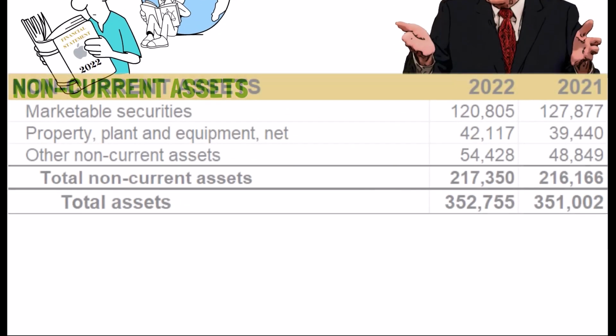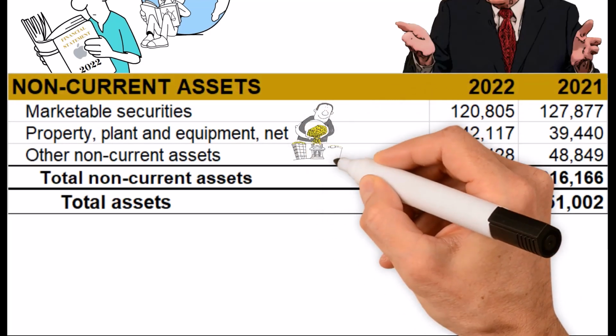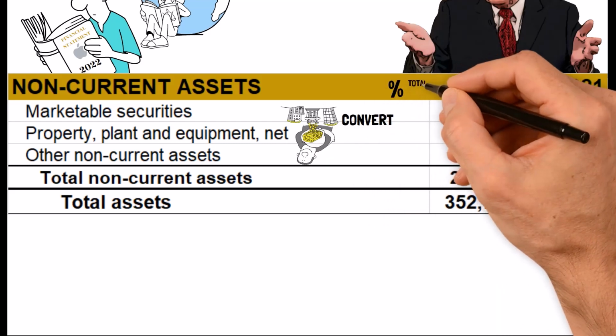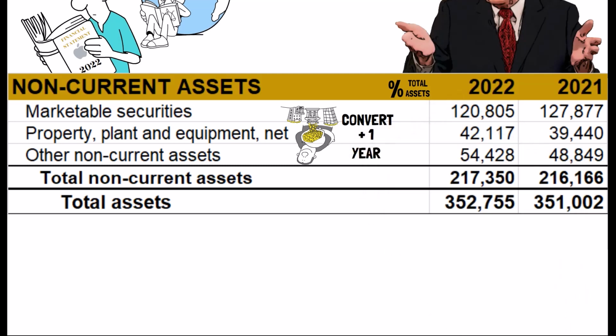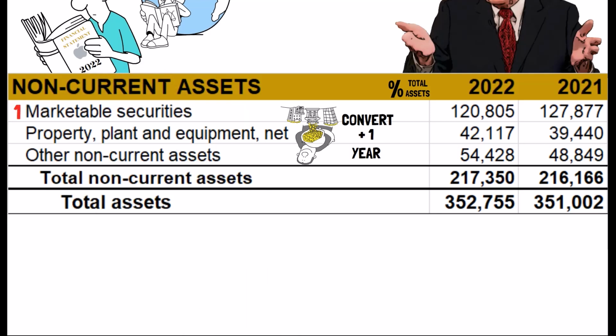The next part, non-current assets, includes all long-term assets in the business. Non-current means that they are harder to convert into cash, and their full value will not be realized within the accounting year. The first and largest item, marketable securities, amounts to 34% of the total assets.